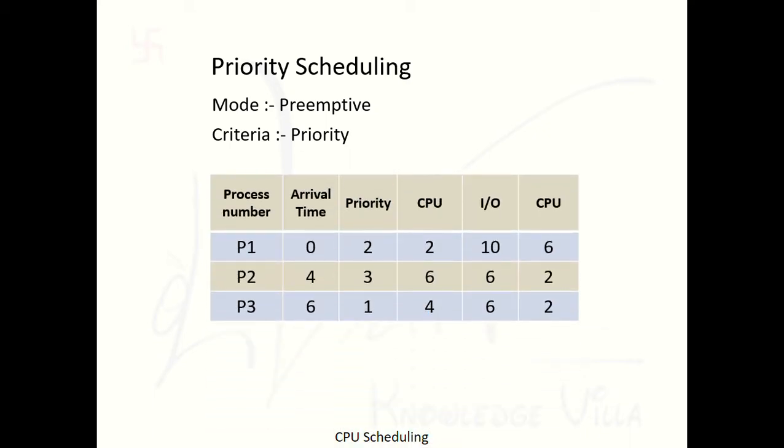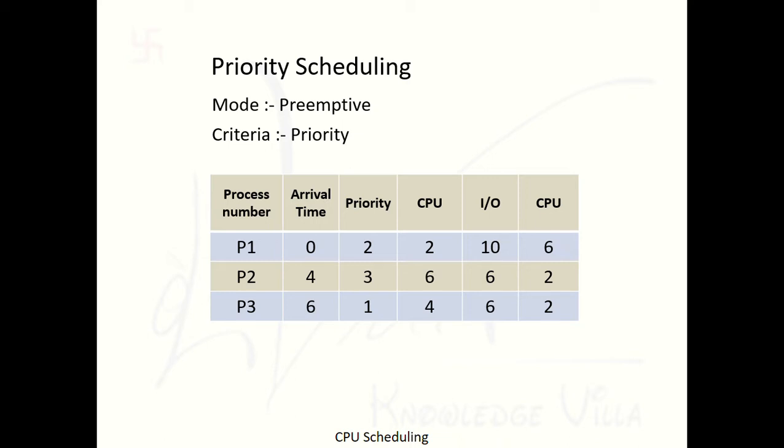Let's take one example. Three processes P1, P2, P3, with the arrival time of all these three processes and their priority. Right now, see here, in place of burst time, something else is given: the timing used for CPU, then the timing used for IO, and then the timing used for the CPU again. So nothing else, it's also a burst time. Whenever any process is using the CPU, that time is known as burst time.